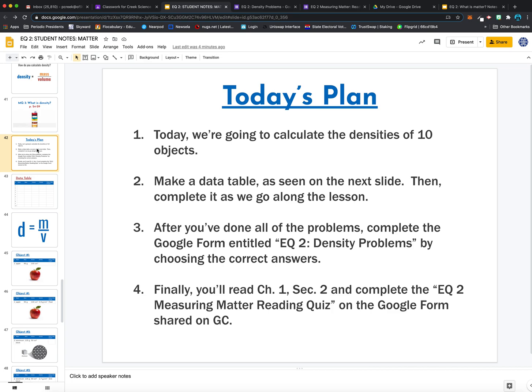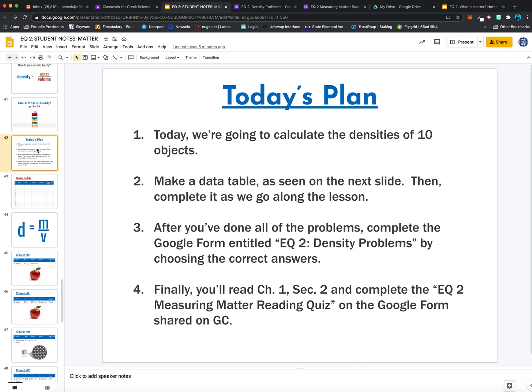Then you're going to complete it as we go along. Once again, just pause after I show you the data table and then you can complete that in your notebook. Number three, after you've done all the problems, you're going to complete a Google form, which is called EQ2 density problems, and you're going to choose your correct answers that were on your data table from this lesson. And then finally, you're going to read Chapter 1, Section 2 and complete the Measuring Matter reading quiz just like we did with Section 1.